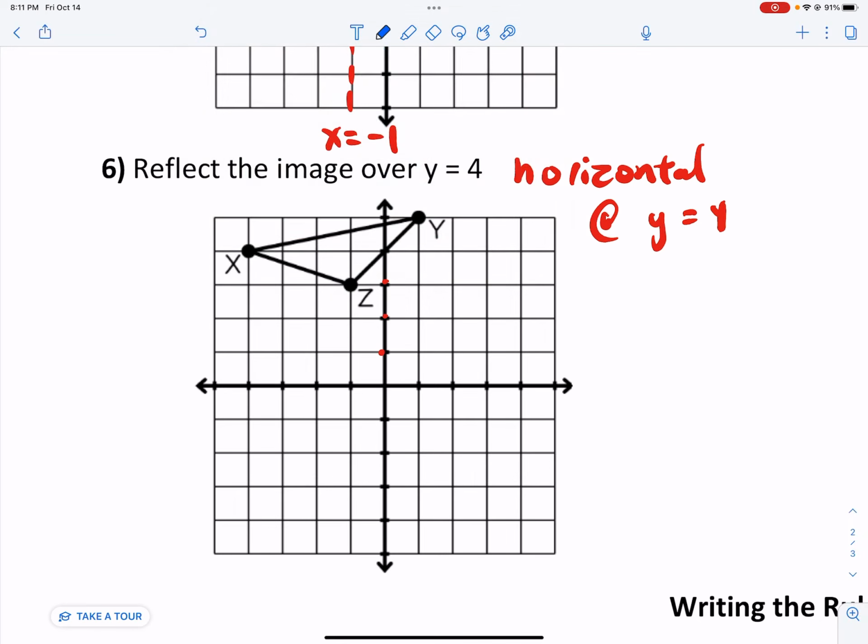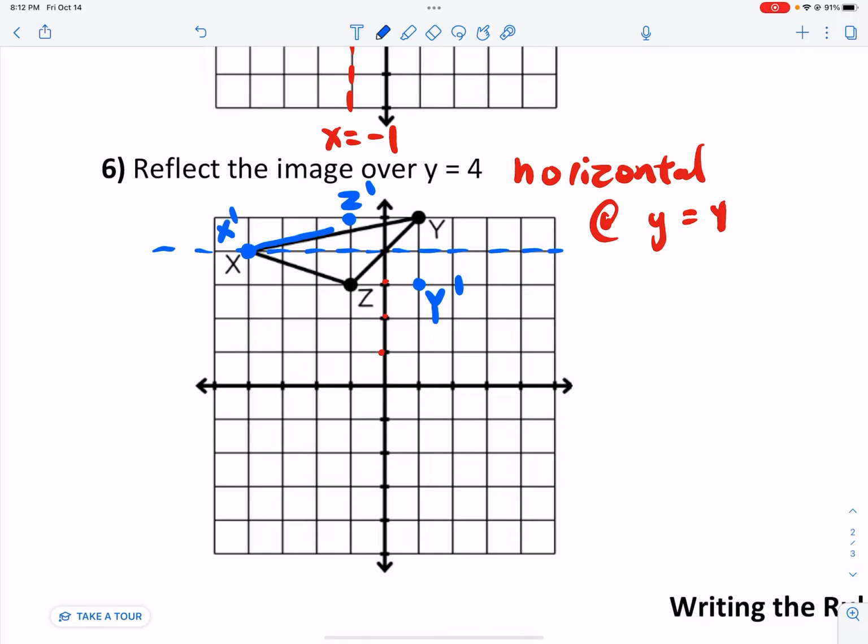Let me change colors. I guess I could do this for us since this is a horizontal line. And since this X is already on the line of reflection, that means when I reflect it, it doesn't go anywhere. So X prime is also right here. Now for Z, it's a distance of 1. So Z to here is 1. So I'm going to reflect it over here as Z prime. And then Y is also a distance of 1. I'll put it over here as Y prime.